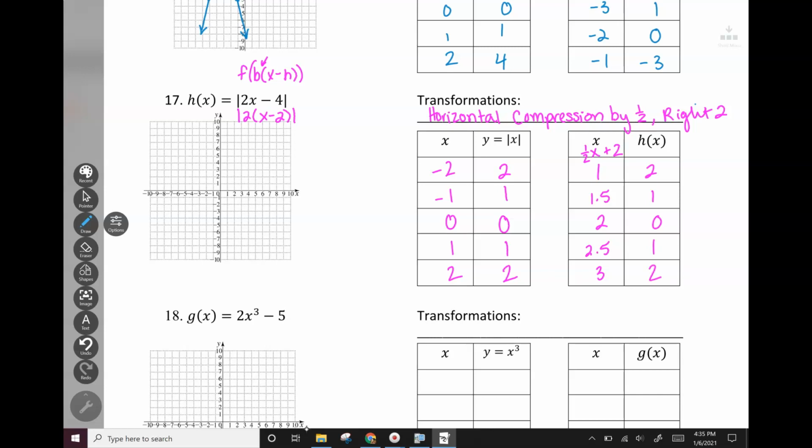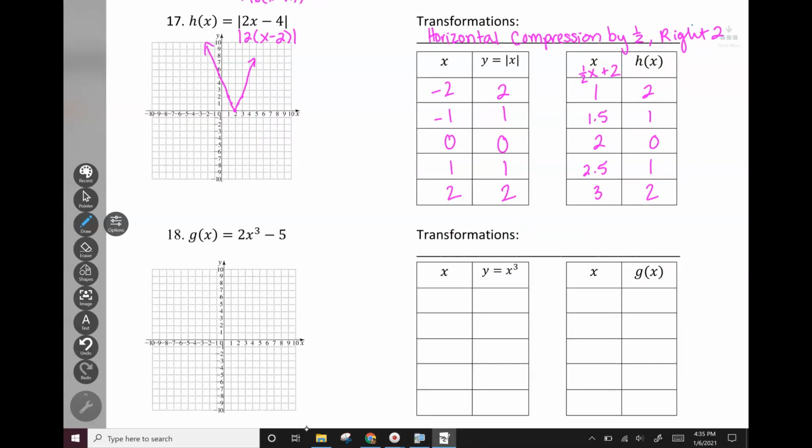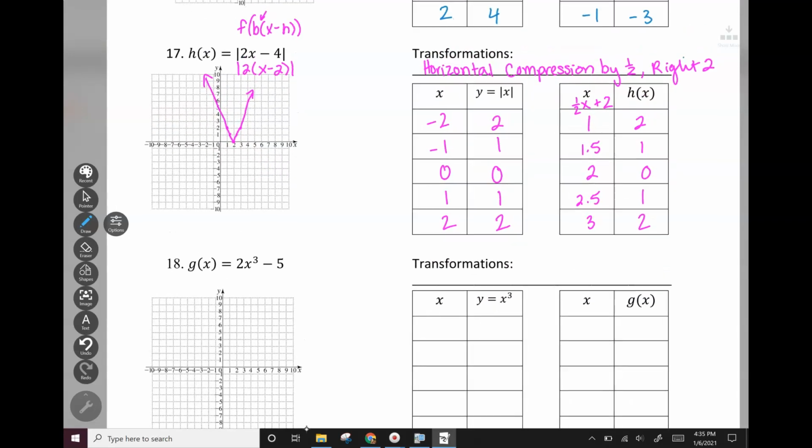All right, let's put that on the graph. We're just graphing those new points. I've got 1, 2, 1.5, 1, 2, 0, 2.5, 1, and 3, 2. Very small little v there. That's because it got compressed horizontally. That's why it looks so narrow here. I have a hard time drawing a line like that. Anyways, that is your transformed absolute value graph there, with a horizontal compression of 1/2 and shifted to the right 2.